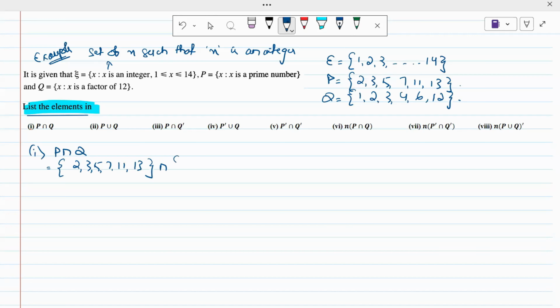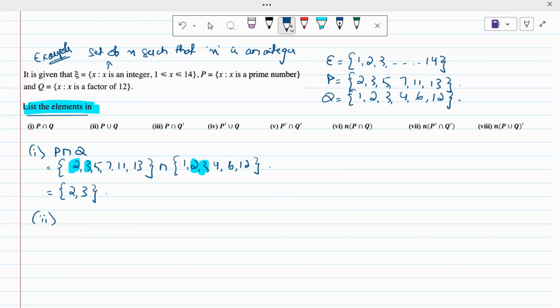Intersection, the elements of Q. For Q we have 1, 2, 3, 4, 6, 12. The intersection means you have to look for the common elements. And for the two sets, the common elements are 2, we have 3. That's it, 2 and 3 only. So P intersection Q, the result is 2 and 3.